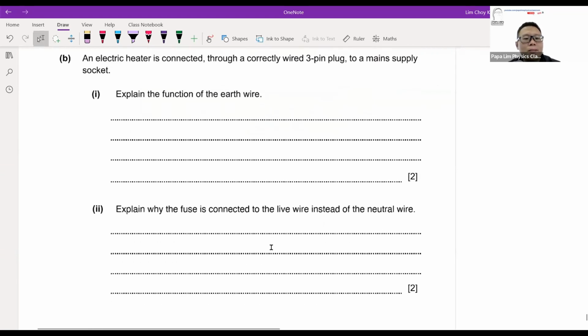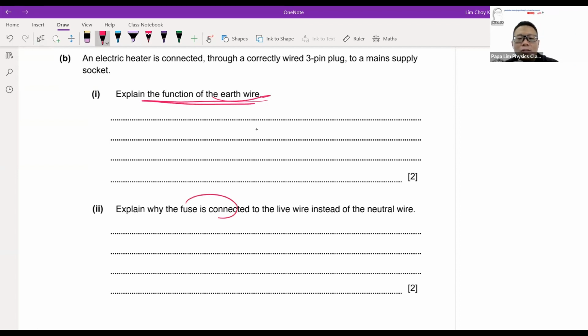Now part B and part 1, I would say is fairly simple. Part 1 is a standard definition of what is the function of earth wire, which can be commonly found in most of the books. So this particular B part 1, I won't go through. If you have any questions, just let me know. I will post the answer maybe in my next video or in the comment below. Part 1 is quite simple, a basic question most of the textbooks will have.